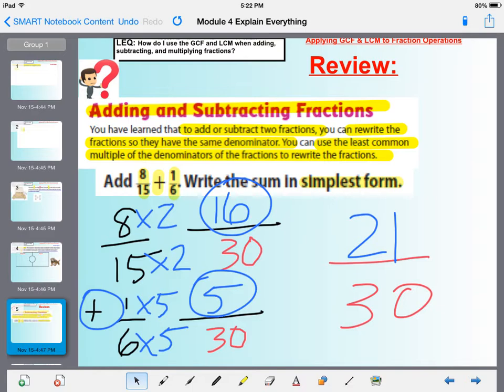Some of you might be thinking, wait a minute, Mrs. Figueroa, you can simplify this because they are both divisible by 3. And I'm going to say great job there because you're absolutely right. 21 divided by 3 is 7. 30 divided by 3 is 10. And so the simplified answer here is 7/10.